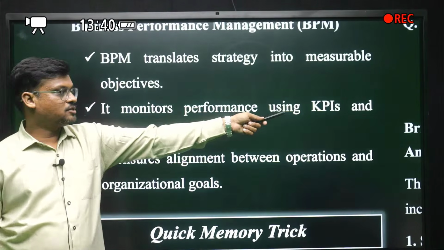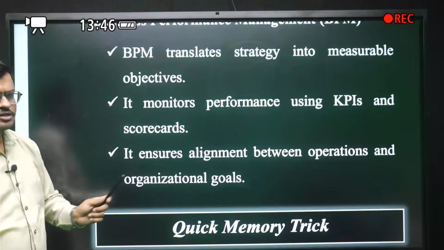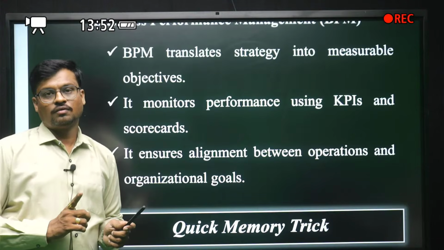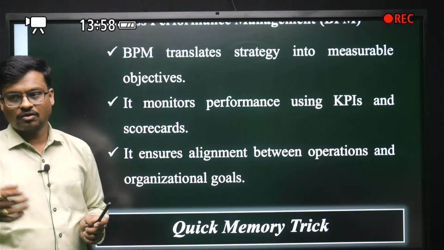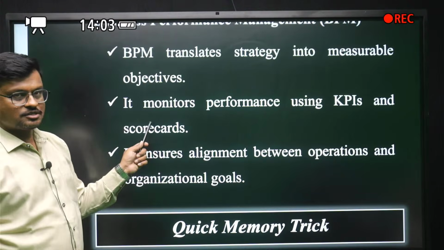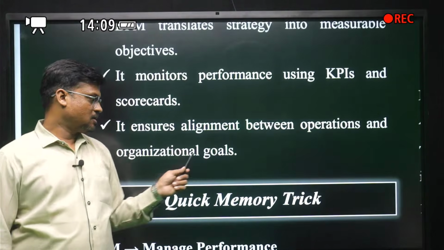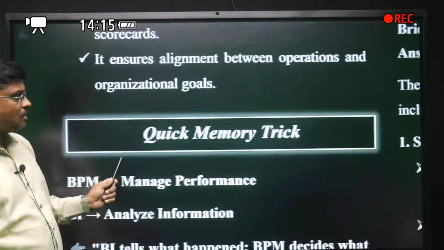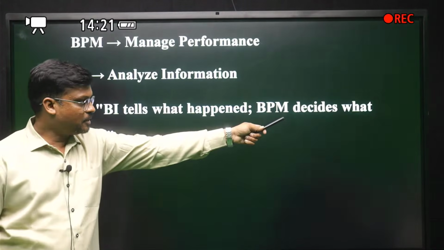It monitors the performance using the key performance indicators, KPIs, and the scoreboards. Just now, as I said, we will have the score and the actual performance, what you are doing, whether it is matching to your strategic goal, whether it is matching to your predefined score, yes or no, the benchmark score, yes or no. You will find out, and accordingly, your performance will be rated. Right here, you can increase it or you can maintain it with the help of this BPM. It ensures alignment between the operations and organizational goals. The performance and your goal, whether both of them are matching or not, can be achieved with the help of BPM. The quick trick is BI tells what happened, BPM decides what to do.